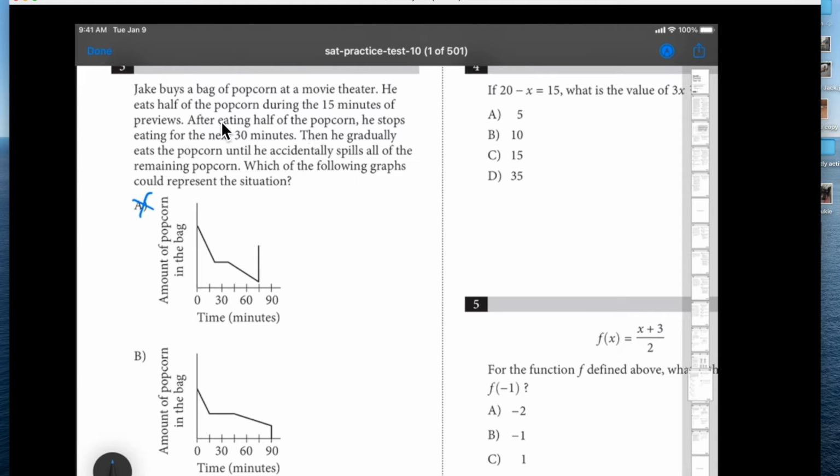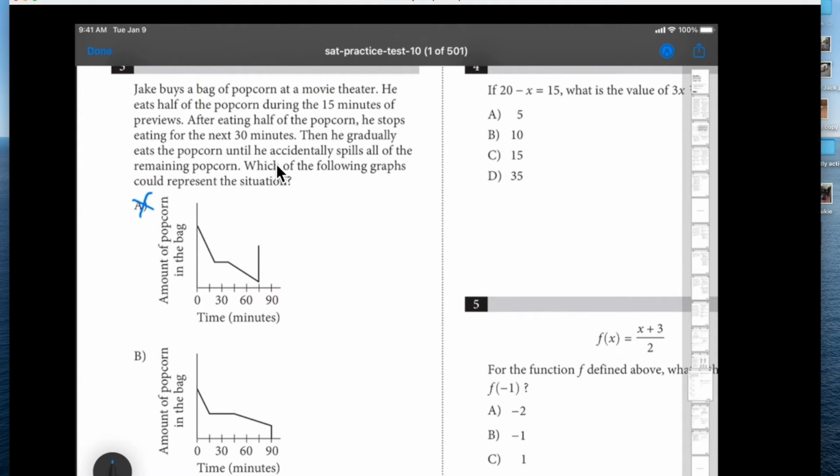First 15 minutes, he eats half the popcorn. So here's the original amount. It drops to half in the first 15 minutes. Each of these tick marks represents 15 minutes. Okay, then he stops eating. Let's see, he eats half of the popcorn.